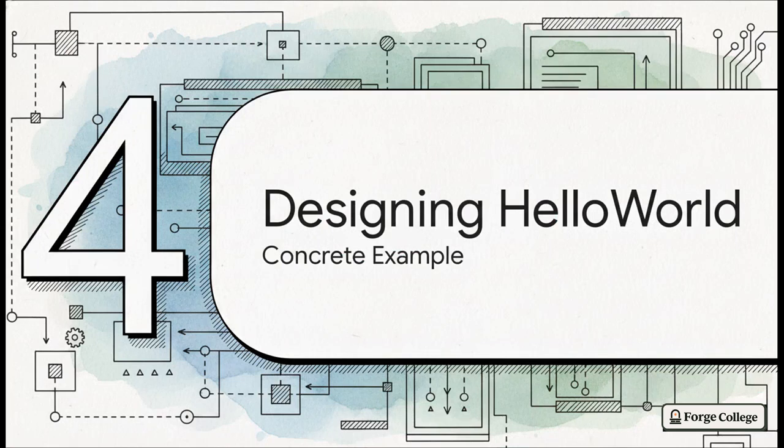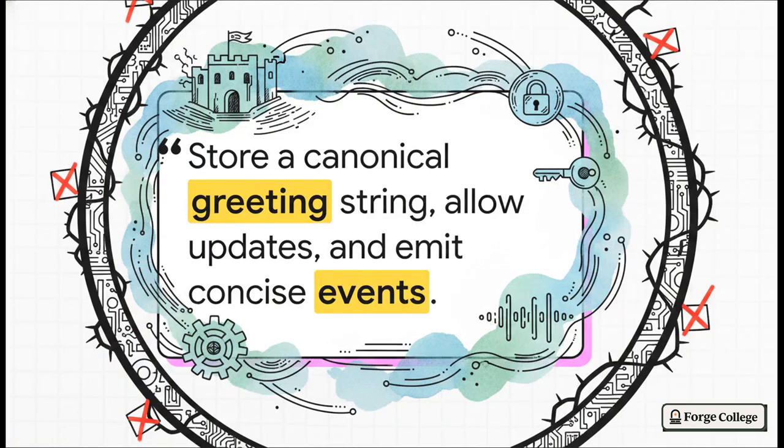Let's jump into part 4, designing HelloWorld, our concrete example. We're going to start with our single responsibility statement. Store a canonical greeting string, allow authorized updates, and emit concise events when the greeting changes. That is it. That's the whole shebang. That is our ultimate guiding principle. If a feature doesn't serve this exact sentence, it literally does not go into the contract. This strict engineering discipline is exactly how we prevent feature creep and keep our microservice laser-focused.